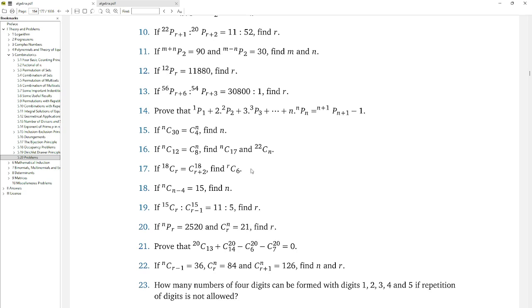Make sure that when I'm reading the problem you pause the video and try to solve the problem yourself. If you cannot solve the problem yourself, only then look at the solution. Do not spend more than 15 minutes on a single problem. Okay.